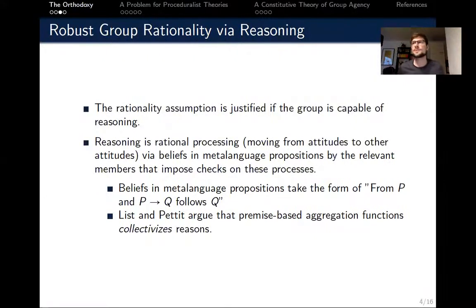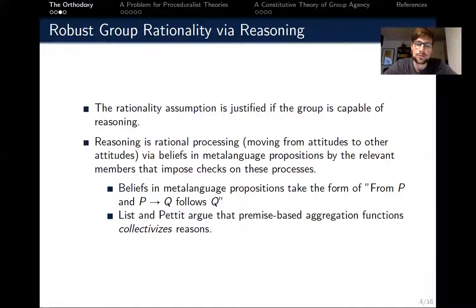Now, finally, oftentimes we find that groups, like individual agents, don't satisfy all standards of rationality that they're under. So, for example, a group might have inconsistent intentions. And now we can still maintain the rationality assumption; the rationality assumption is still justified if the group is capable of reasoning. And this is at least what List and Pettit argue.